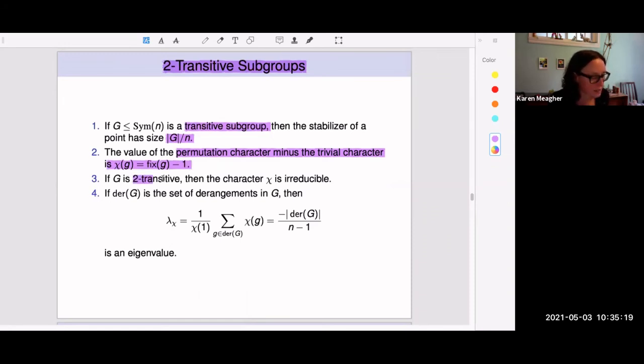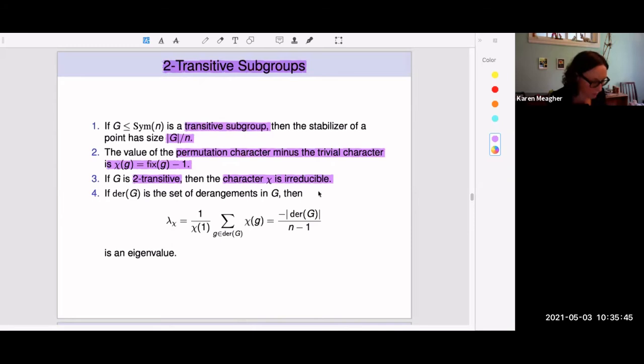Now here's what's nice. My group is two-transitive exactly when this character is irreducible. So the group is two-transitive if and only if the character is irreducible. And you can just take the character and compute the inner product with itself, and you'll get equations that look like Burnside's lemma. If it's two-transitive, things come out to 1, and so it's irreducible.